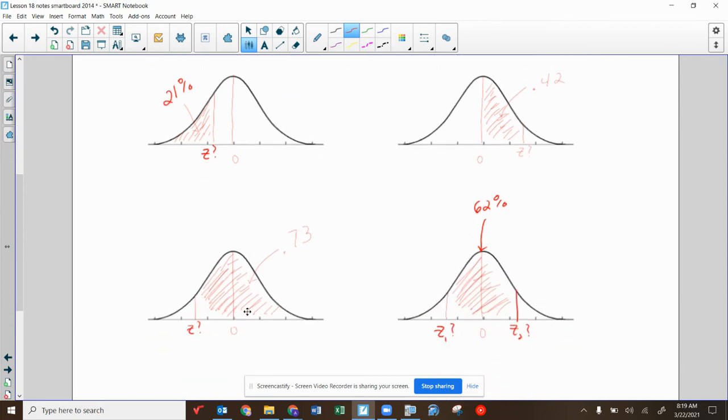What if I gave you this one down here? That one's to the right. Well, if the whole thing is 100%, then if this is 73% here, this would be 27%. So when I go to put it in the calculator, I'm going to put the 27 in, not the 73. Because me saying 27 to the left or 73 to the right, it's still the same spot.